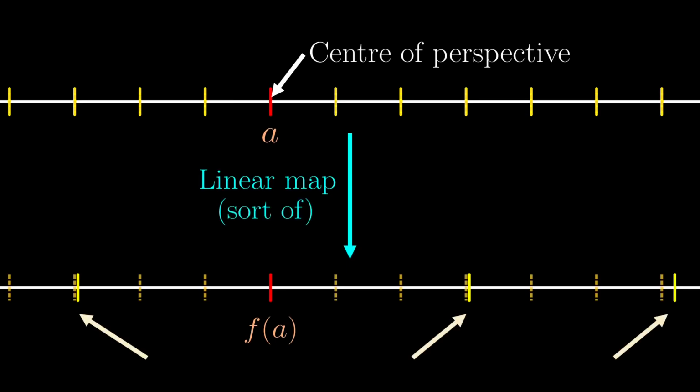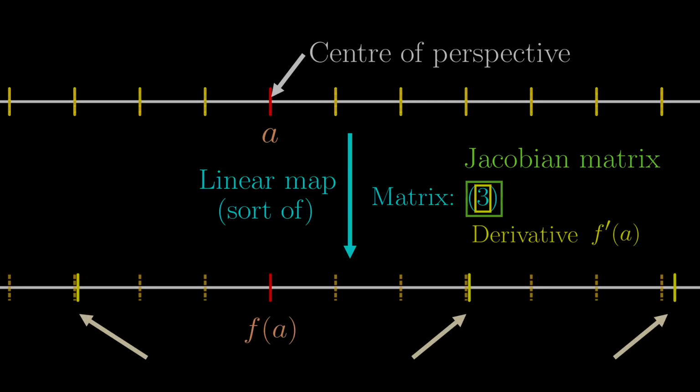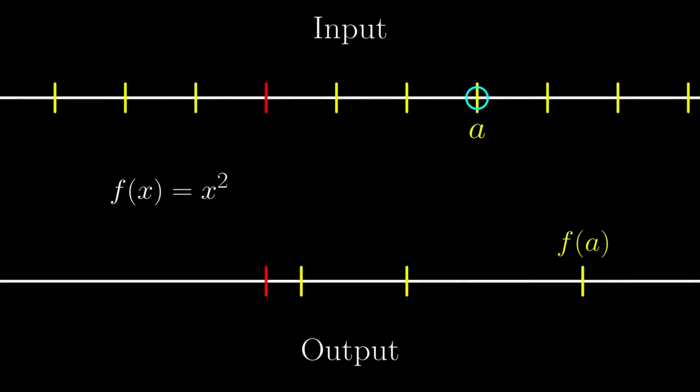In this case, the linear map is represented by the matrix 3, because this is a scaling by a factor of 3. This is the Jacobian matrix at the point a for this one-dimensional function f, and the number in the matrix is the derivative, denoted f prime of a. In other words, the derivative is the scaling factor near the point a. It's important to note that this depends on where a is.